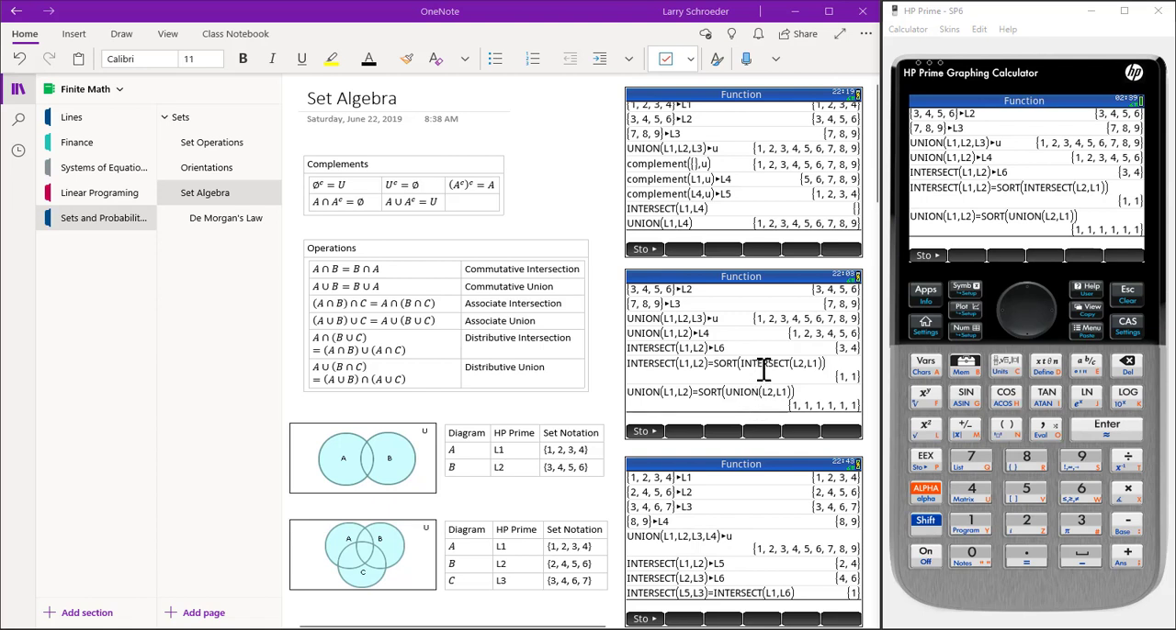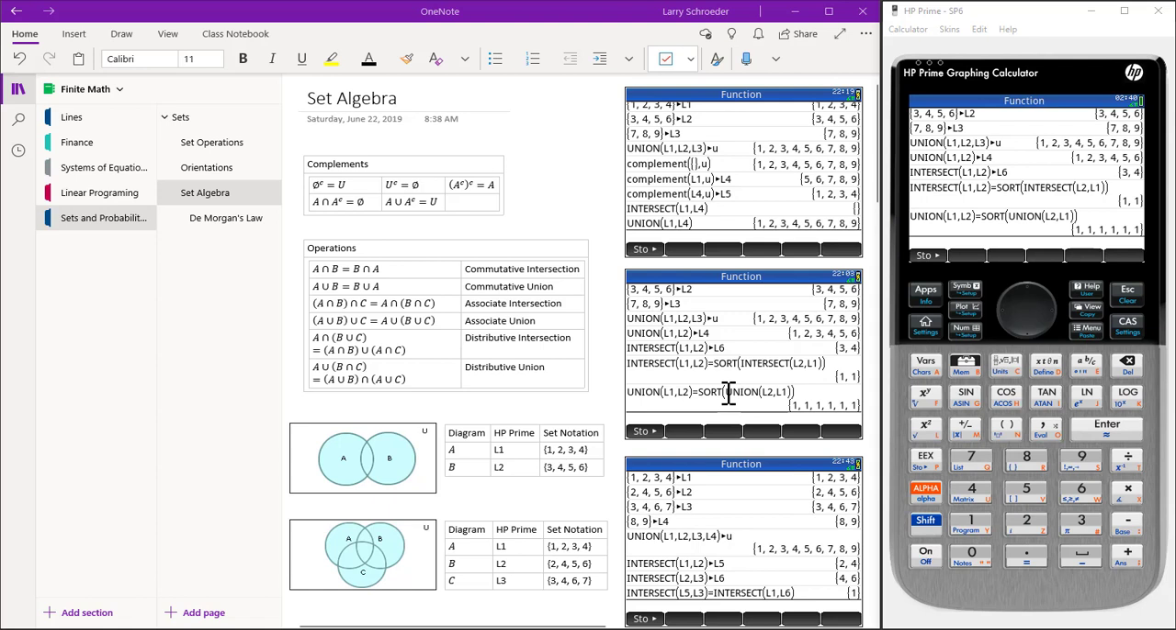The first two entries in the table are done by setting intersect of L1 and L2 equal to the intersect of L2 and L1. We have to use the sort command to put this into the same order. When we set this equal, we get two entries, and the two entries are both ones, so this is saying that it is true.